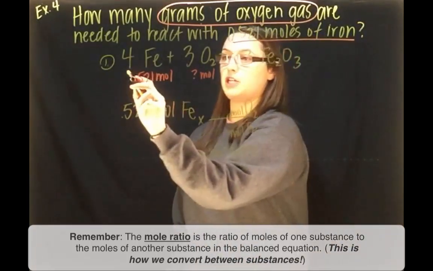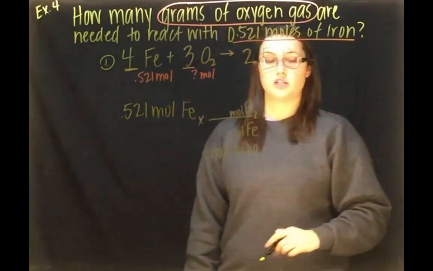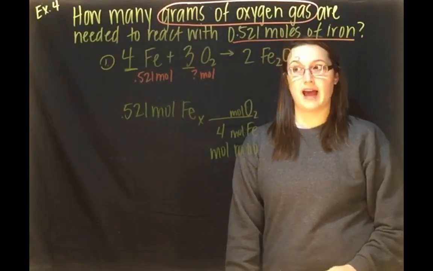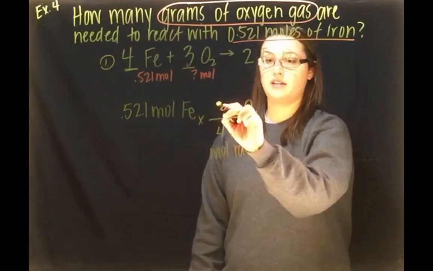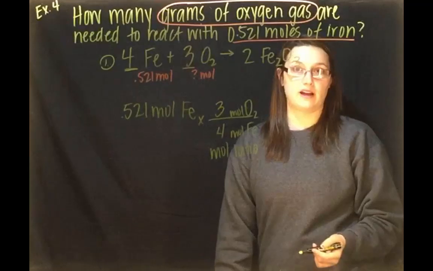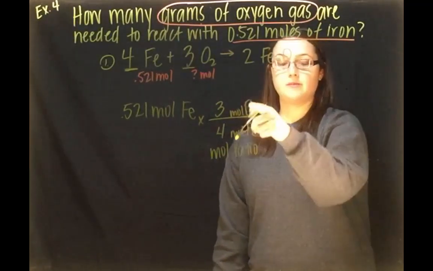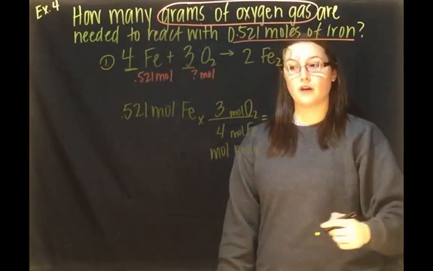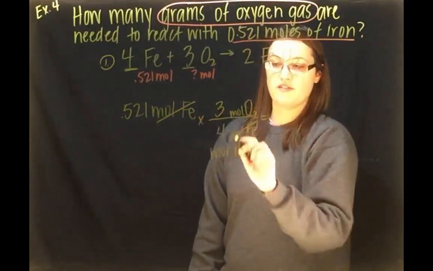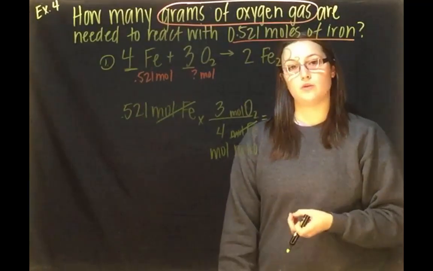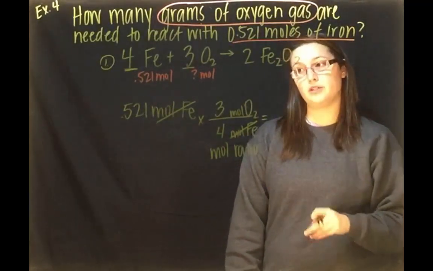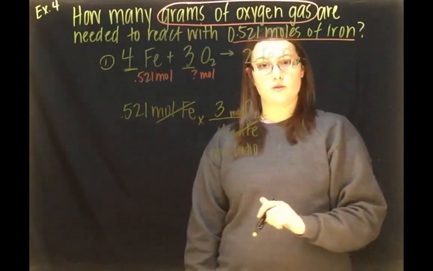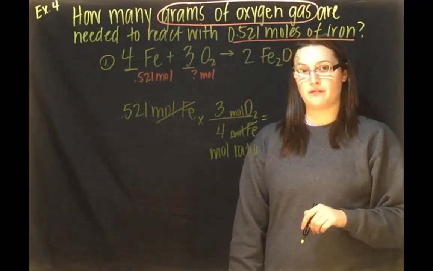So I'm going to look at my ratio of iron to oxygen. So for every 4 moles of iron that react, I need 3 moles of oxygen to react. So this is my mole ratio from the balanced equation. This lets me convert from moles of Fe to moles of O2. So now what I want you to do is in your calculator, I want you to do 0.521 times 3 divided by 4.